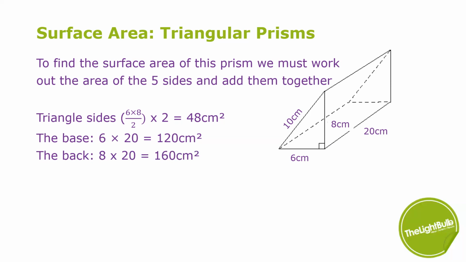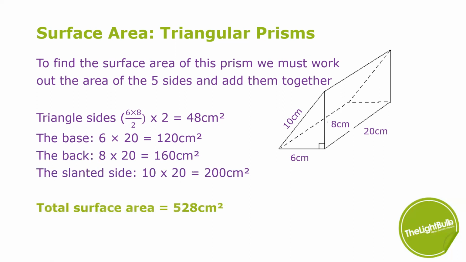And then just one more side to go, which is the slanted side. And once again, the length is 20 centimeters. This time the width is 10. So 10 times 20 is 200 centimeters squared. Now that we've worked out the areas for all of the different sides, we can add them together, giving us a grand total surface area of 528 centimeters squared.